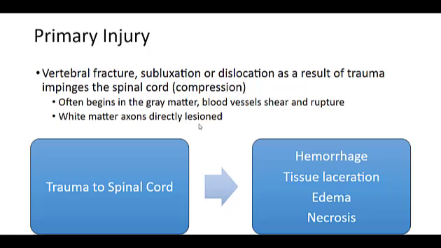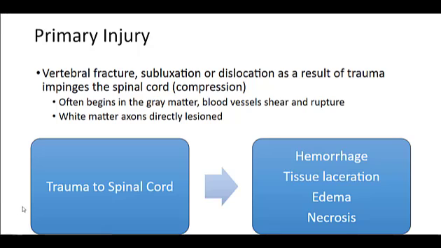So when we think about primary injury, we think there might be a vertebral fracture, subluxation, or a dislocation as a result of that trauma that puts pressure on the spinal cord. Okay, it begins in the gray matter, and there's going to be a lot of vasculature around that will shear and rupture. And those white matter axons will be directly lesioned. So you're going to think about all the hemorrhage and the tissue laceration and the edema that's going to happen as a result of the primary injury and necrosis of that tissue.